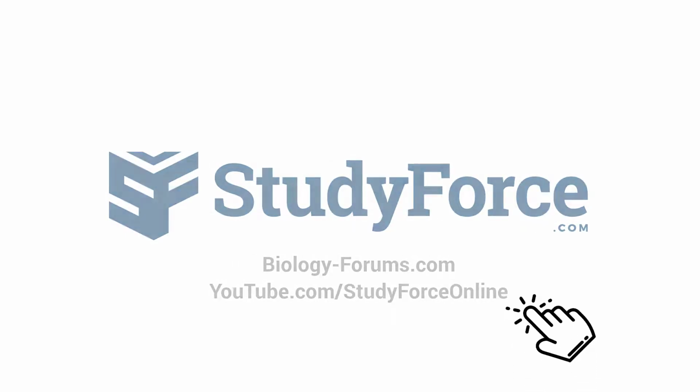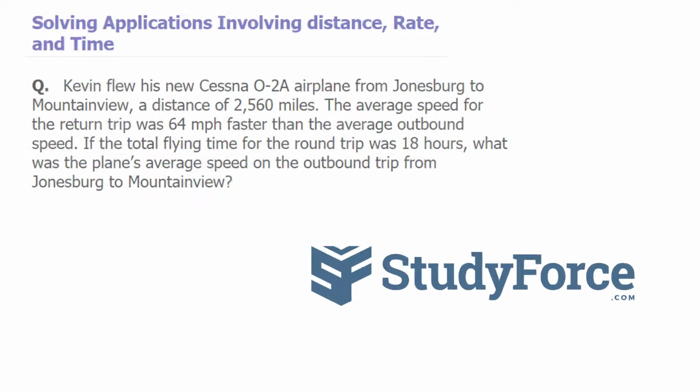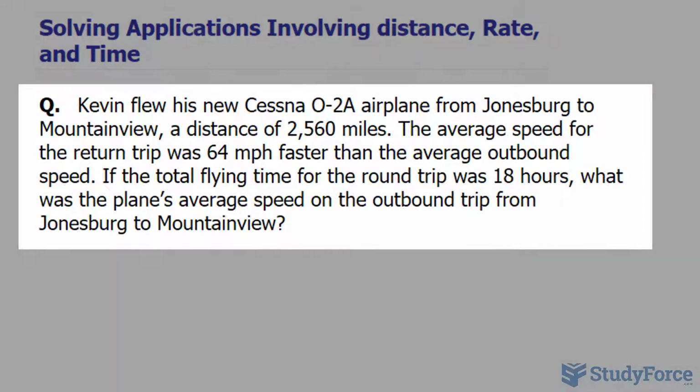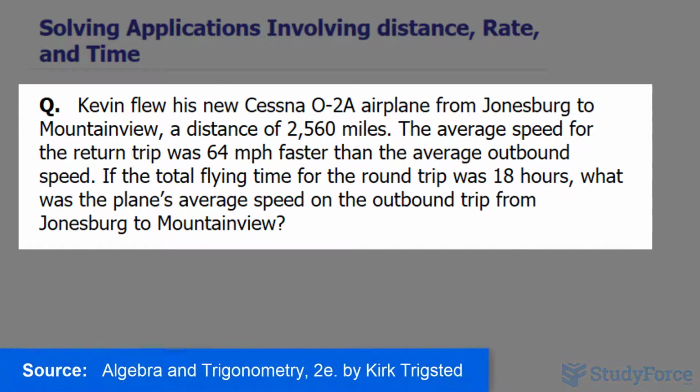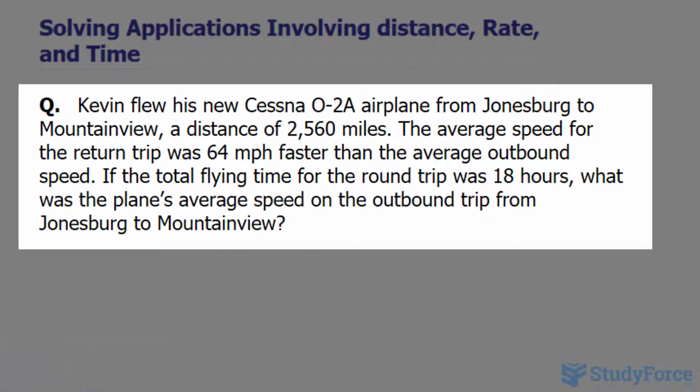In this lesson, I'll show you how to solve applications involving distance, rate, and time. The question reads, Kevin flew his new Cessna O-2A airplane from Jonesburg to Mountainview, a distance of 2,560 miles. The average speed for the return trip was 64 miles per hour faster than the average outbound speed. If the total flying time for the trip was 18 hours, what was the plane's average speed on the outbound trip from Jonesburg to Mountainview?